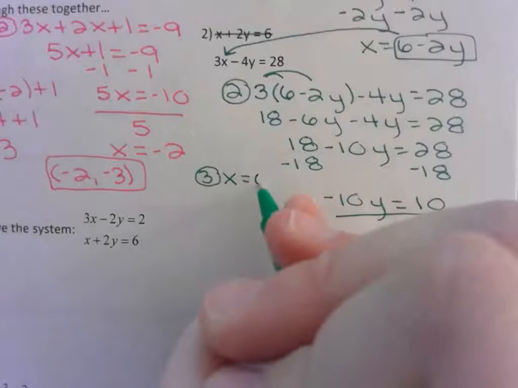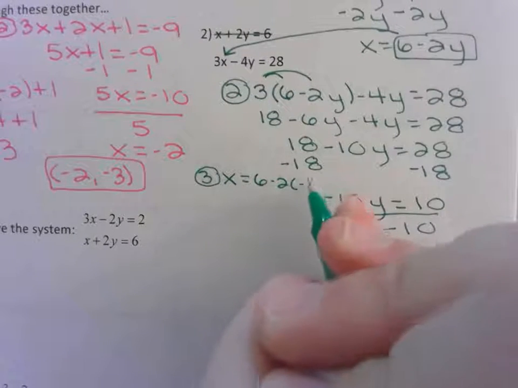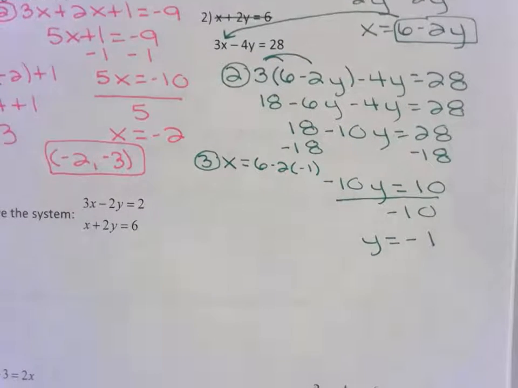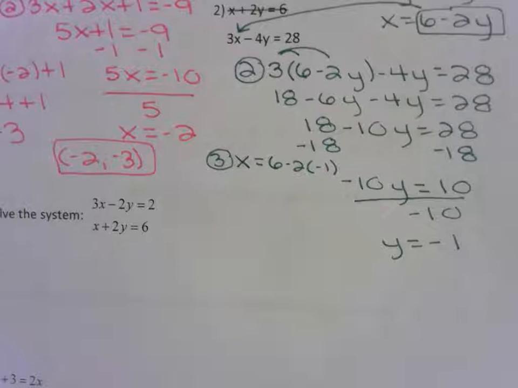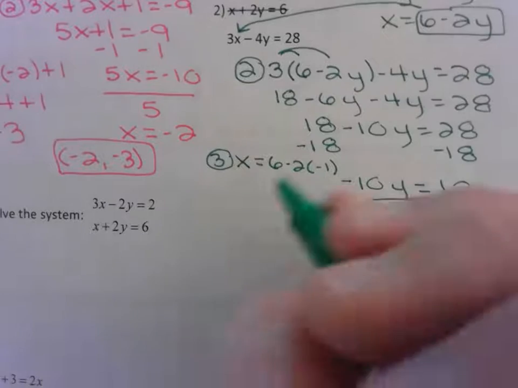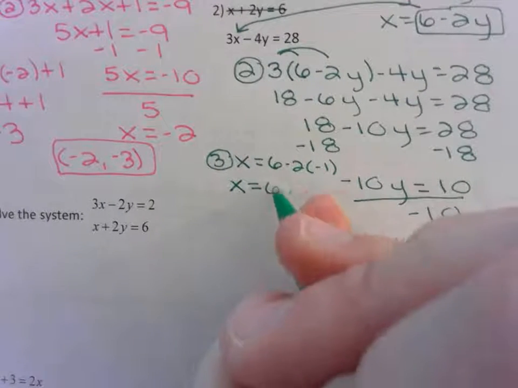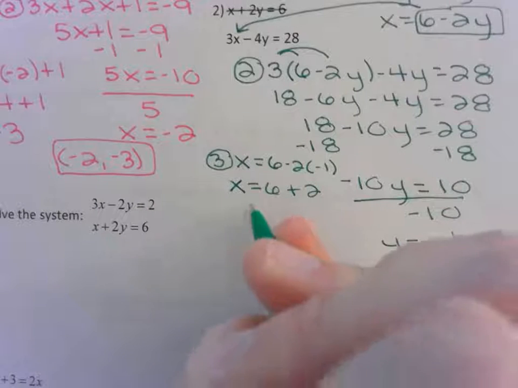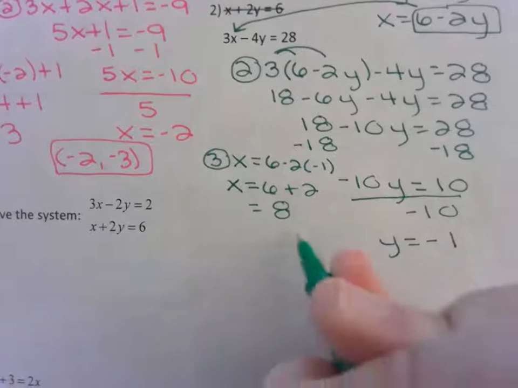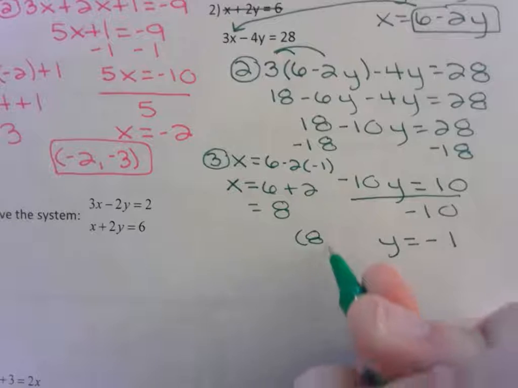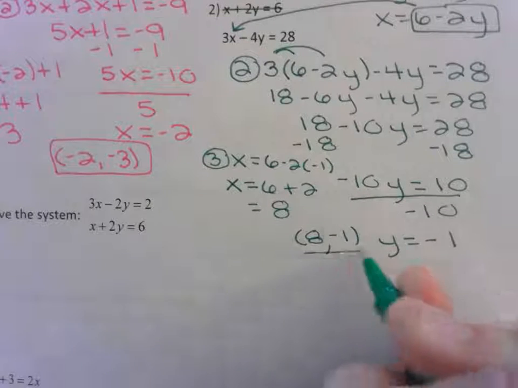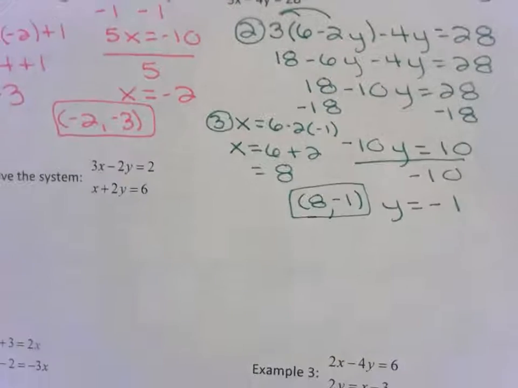So we're going to take that and plug negative 1 in for y, where y is. What is negative 2 times negative 1? So 6 plus 2, and 6 plus 2 is what? 8. So my ordered pair, make sure you write it as an ordered pair, is 8, comma, negative 1. Okay. Any questions on that?